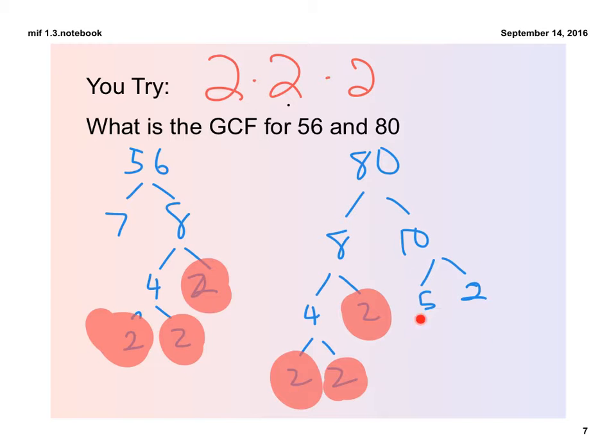Now in the 80 tree there's also a 5, but in this tree there's no 5. There's another 2. Is there another 2 over here? No. So my GCF is simply 2 times 2 times 2, or 8.